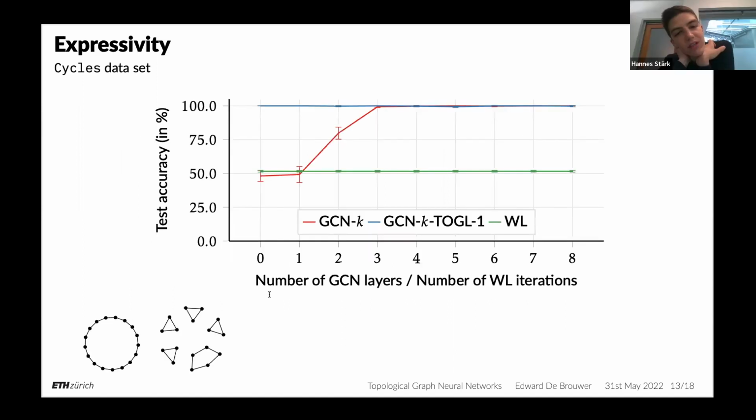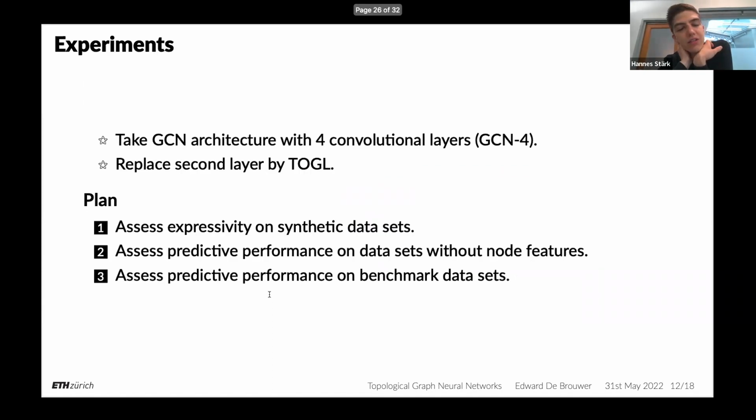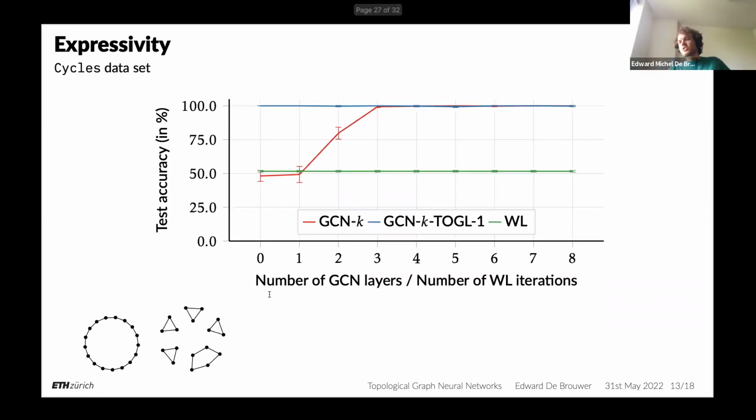But don't we still have more weights in a TOGL layer than in just a GCN layer, because we have the weights computing our filtration and so on? Yeah, indeed. I don't remember the numbers by heart, but we show that the number of parameters is roughly equal, because we still share a lot of weights among all of this in the layer.